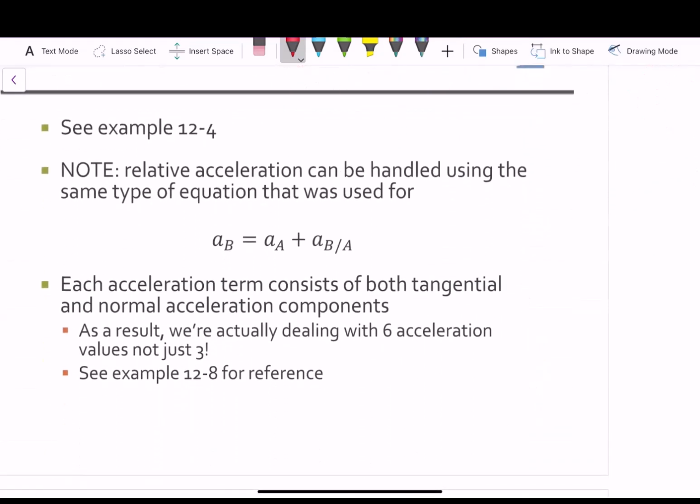So we'll get to some examples in a minute. One of the things I wanted to discuss was that this can be done with acceleration as well. Relative acceleration can be handled using the same type of equation. However, each acceleration term consists of both tangential and normal acceleration components. So as a result, we're actually dealing with 6 acceleration values and not just 3.